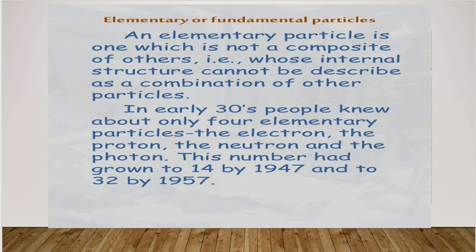Neutron and photon. Then this number 4 became 14 by 1947. And again it increased to 32 by 1957. That is the history of the discovery of elementary particles, or the study of elementary particles.